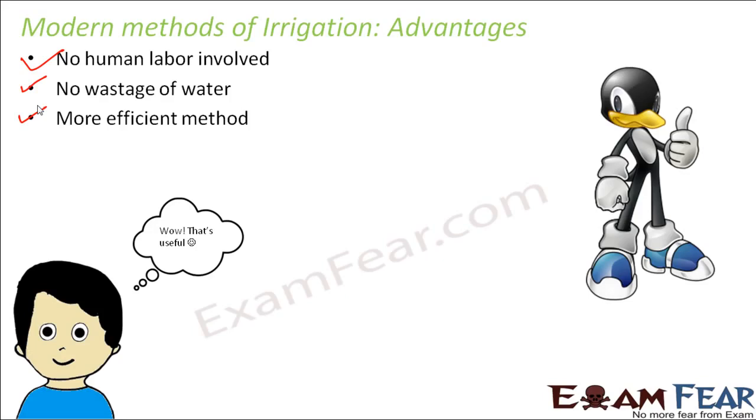So it is actually very useful, and our little friend agrees to it, and he says that yes, absolutely, the modern methods of irrigation, even though they will be a little more expensive than the traditional methods, because they involve the usage of a pump and the setup of the entire system, either for the drip system or sprinkler system, in the long run are a lot more useful than the traditional methods of irrigation.